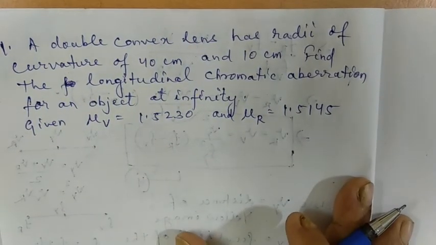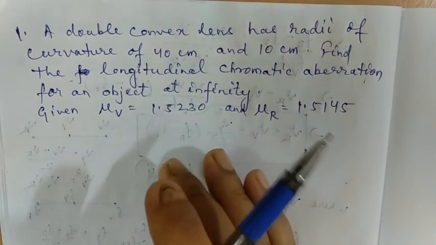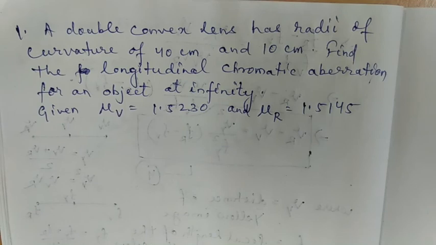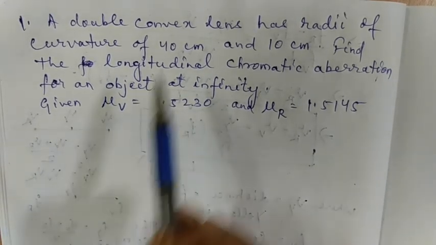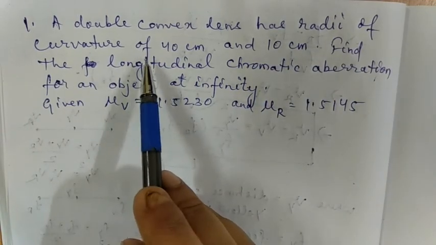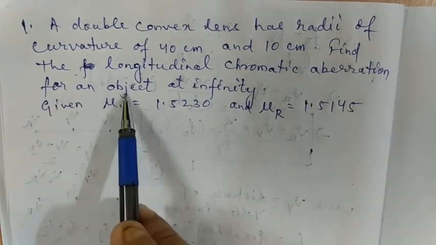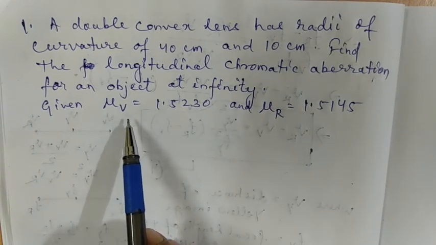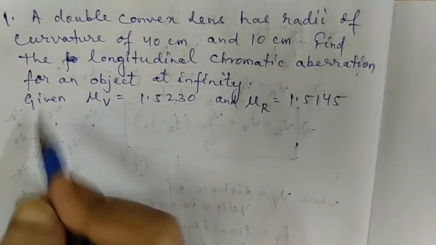So here is a problem based on the two topics, that is, when you are considering an object at finite distance as well as the object at infinite distance for longitudinal chromatic aberration. In the question it is written that a double convex lens has radii of curvature of 40 centimeter and 10 centimeter. Find the longitudinal chromatic aberration for an object at infinity. Given mu v is the refractive index for violet rays and mu r is the refractive index for the red rays. Now let's solve this problem.